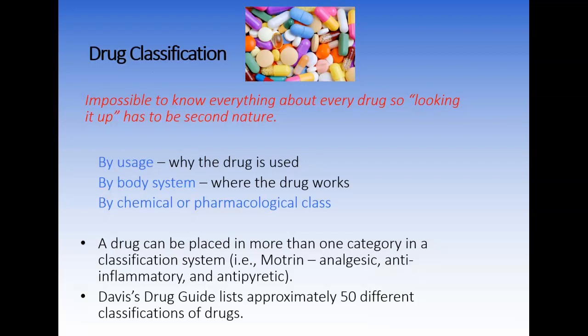So sometimes drugs are put into more than one class, okay? A good example of that could be, let's use Motrin. It's an analgesic, okay? And so that would be the class by usage. But it's also an anti-inflammatory and an antipyretic, right?